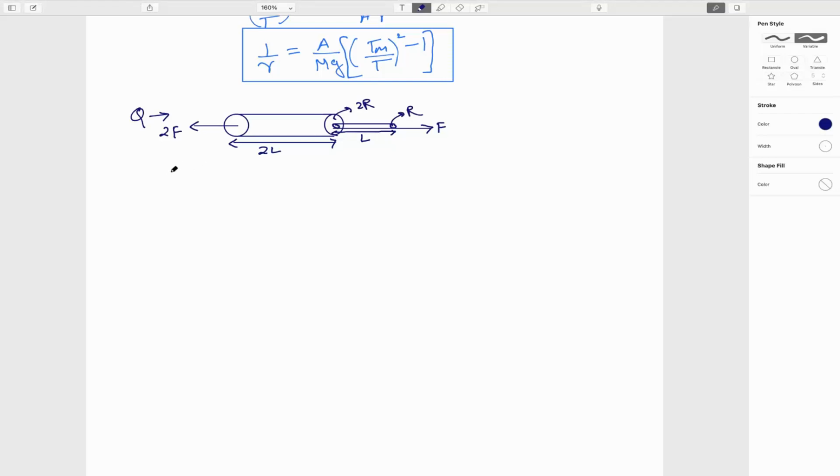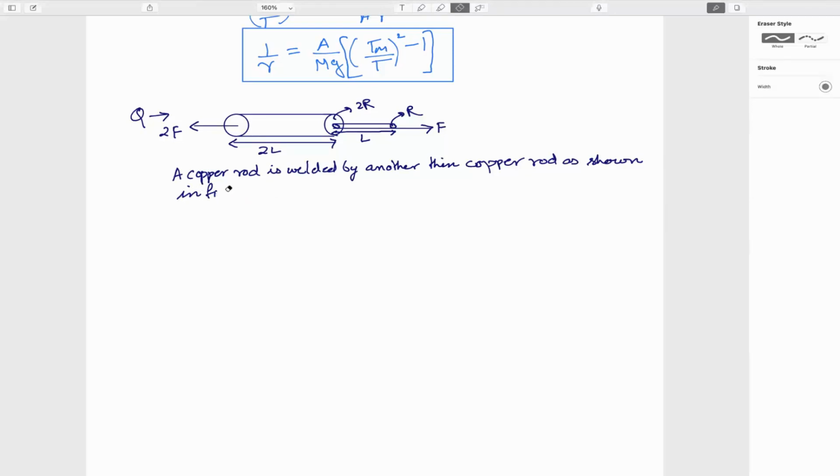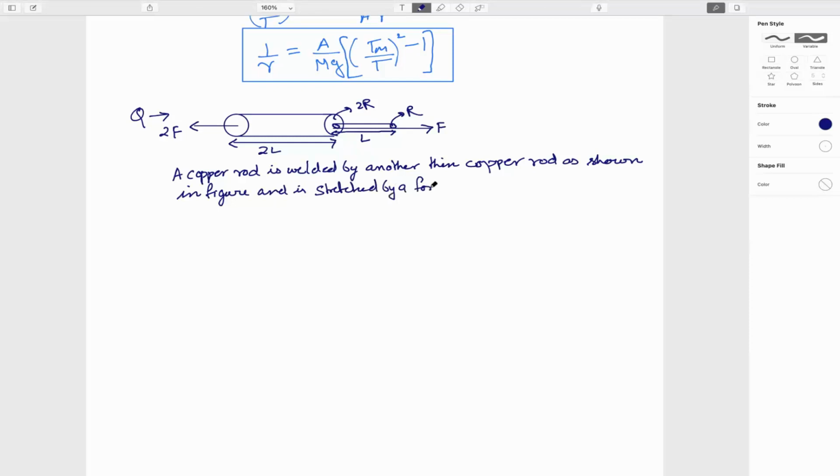So the question is, a copper rod is welded by another thin copper rod as shown in figure, and is stretched by a force 2F and F respectively acting in opposite direction.